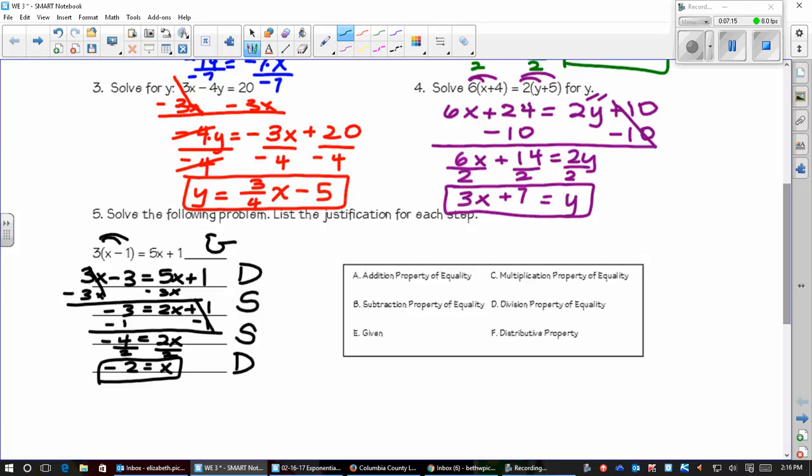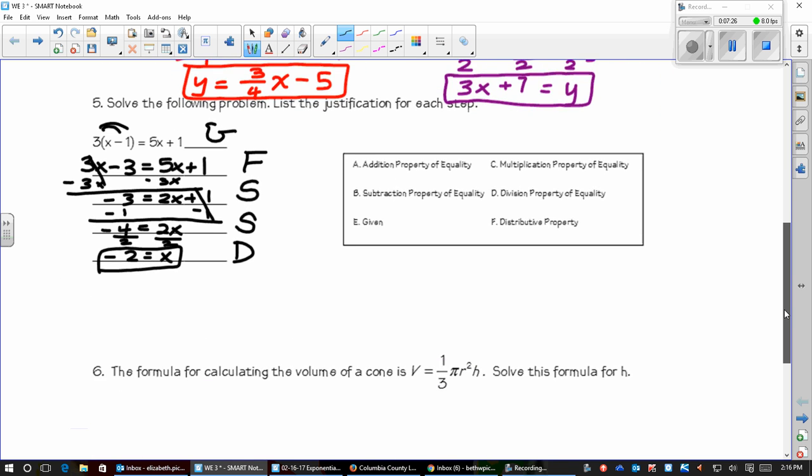I just realized I used the wrong letter for distributive. Let's fix that. Okay, we had to use F for distributive property, not to be confused with D for division property of equality.